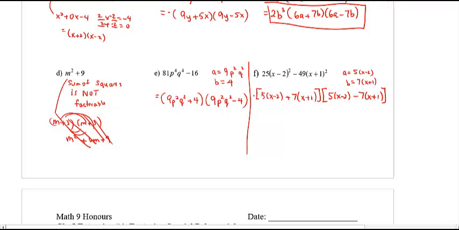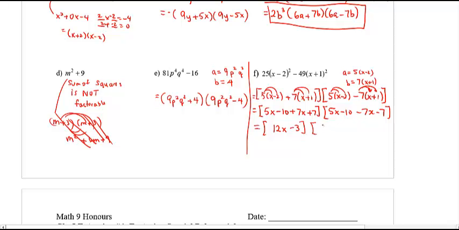So we're going to distribute and try to simplify. 5x minus 10. See that? Plus 7x plus 7. 5x minus 10. Careful here, it's negative 7 times x plus 1. Negative 7x minus 7. And then inside the square bracket here, 5 plus 7, that's 12x. Negative 10 plus 7 is negative 3. And then here we have 5x minus 7x, negative 2x. And negative 10 minus 7 is negative 17.